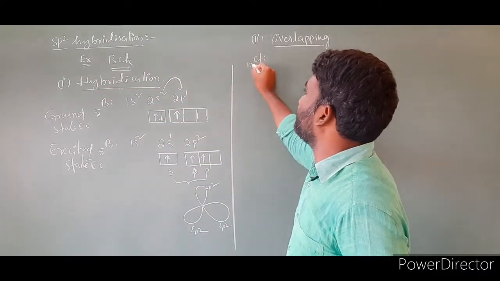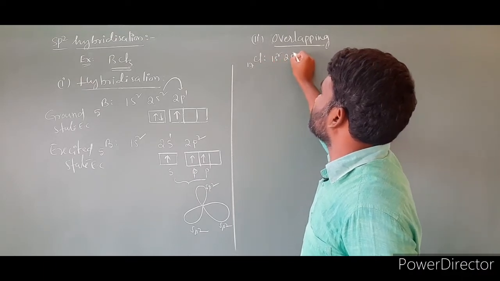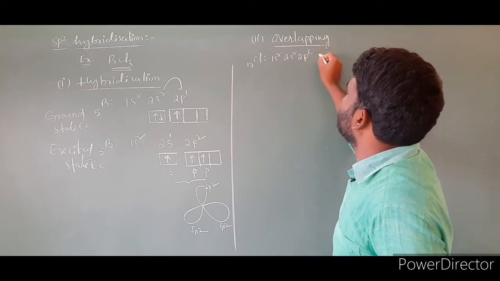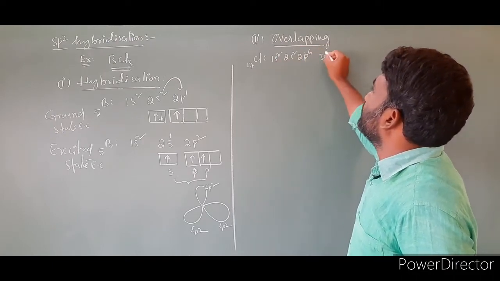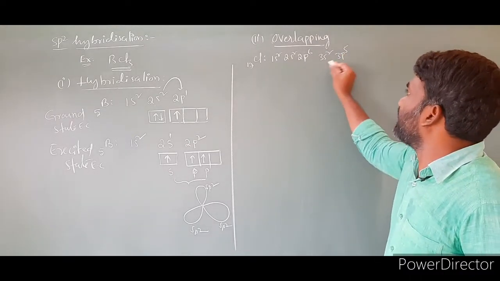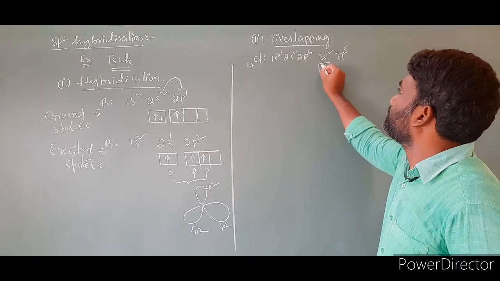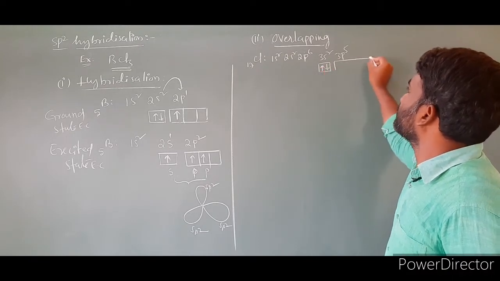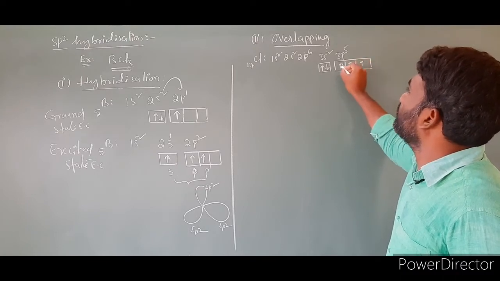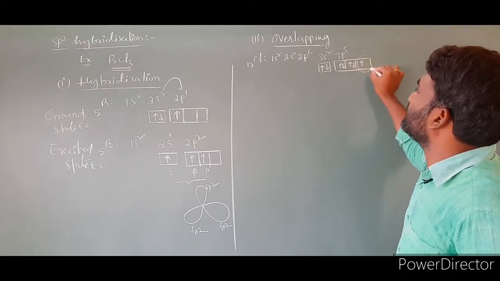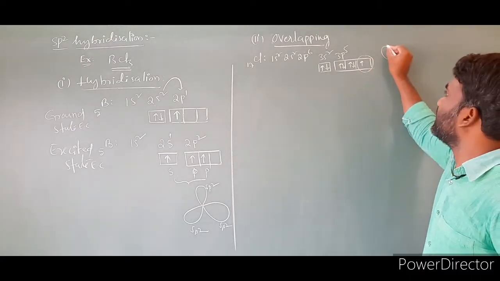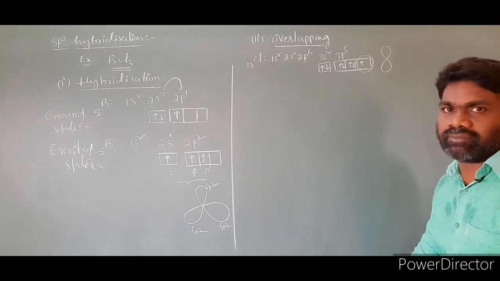Chlorine atomic number is 17, right? Electronic configuration 1s2, 2s2, 2p6, 3s2, 3p5. It is 17 electrons. So write its orbital diagrams. 1, 2, 3, 4, 5. Here one single electron is there. This is present in a p orbital. So one single electron is present in the p orbital.